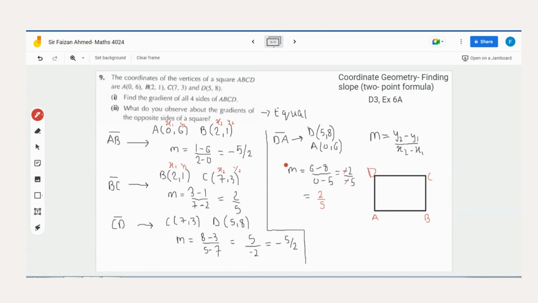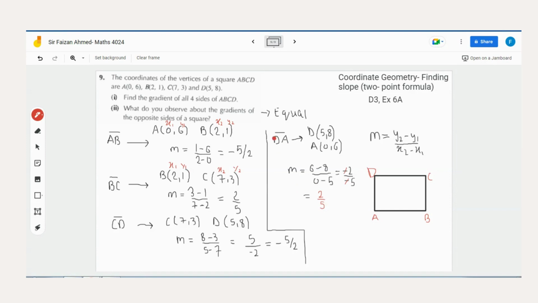So let's move on to the last side, that is DA. Again, D is the first point, so x1, y1. A is the second point, x2, y2. And y2 minus y1 means the value of y2 is 6. So 6 minus 8 in the numerator divided by 0 minus 5 in the denominator. 6 minus 8 will give me minus 2, and 0 minus 5 will give me minus 5. This minus and this minus will cancel out, and the gradient of the last side, that is DA, is coming out as positive 2 upon 5.